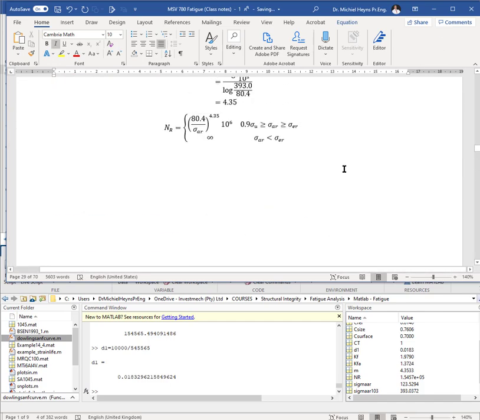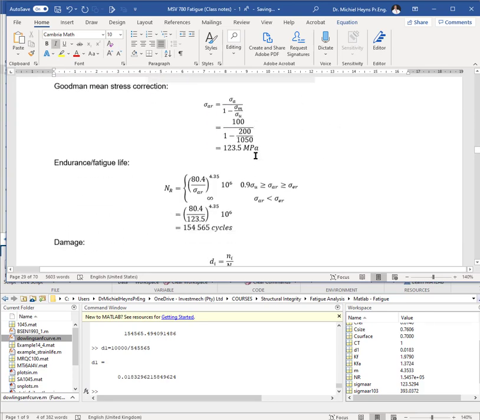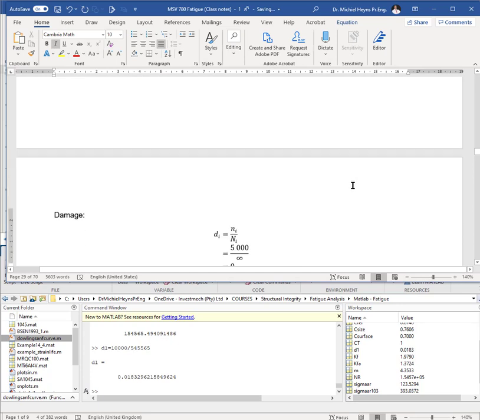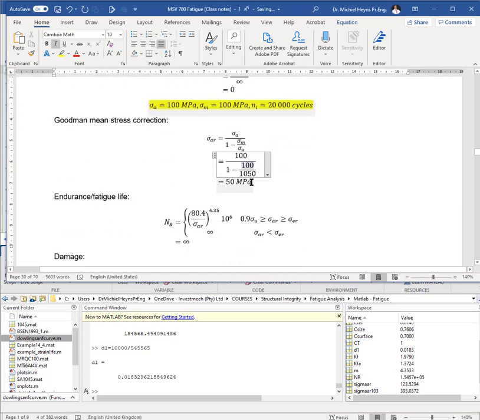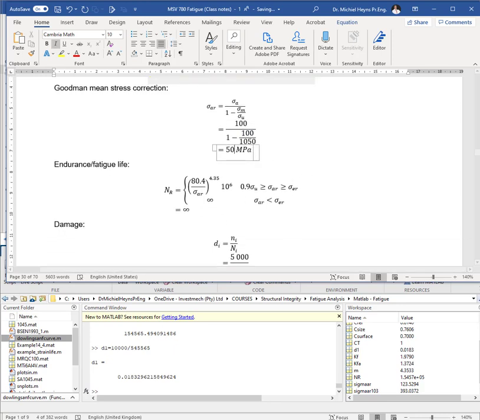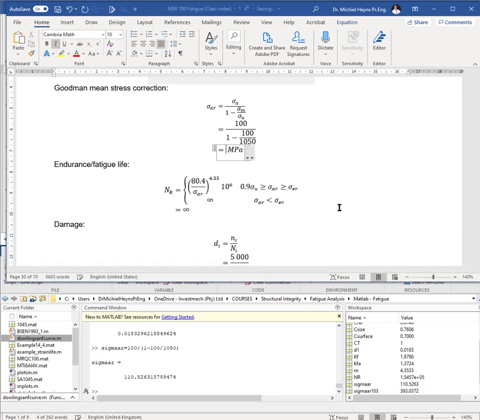But why does this sound so familiar to me? Oh, this was 200 MPa. So this one, and that was 50 MPa, and now we're with 100, 100. Okay, 100, 100. Now let's calculate the sigma AR. Sigma AR will be equal to 100 minus 100 over 1050. That's 110.5 MPa.